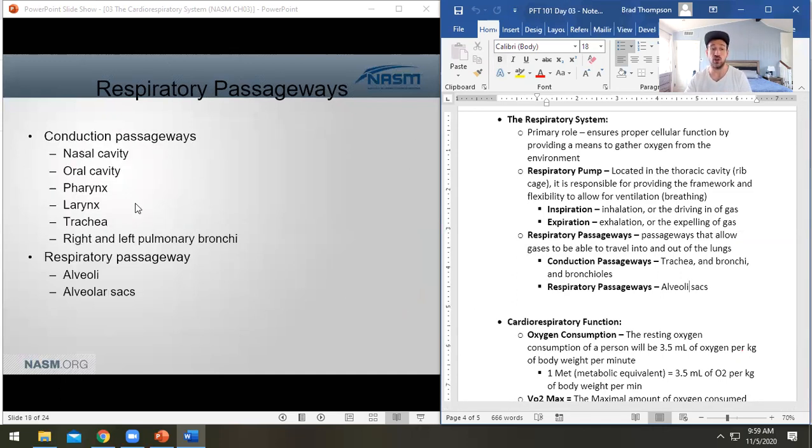Your conduction passageways, that's like your nose, right? You've got tubes up here in your nose, your nasal cavity, but also your oral cavity, right? There's air that's able to travel through your mouth. They both connect at your pharynx, which eventually becomes your larynx, and then becomes your trachea, which you can feel if you very gently poke right here. It's a tube made of cartilage. That's your trachea. And that's also where, remember yesterday we talked about the thyroid? It lives right about here.